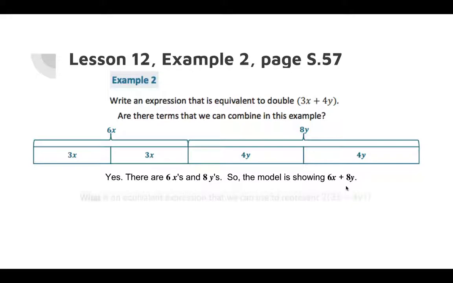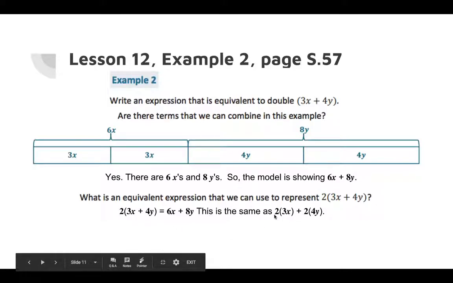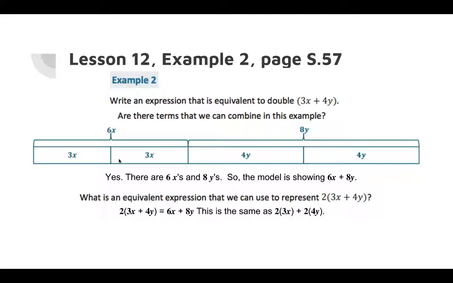What is an equivalent expression that we can use to represent 2 times the sum of 3x plus 4y? 2 times 3x plus 4y is the same as 6x plus 8y. This is also the same as 2 times 3x plus 2 times 4y, right? Because we saw 2 3x's here and we saw 2 4y's. All these 3 are the same.